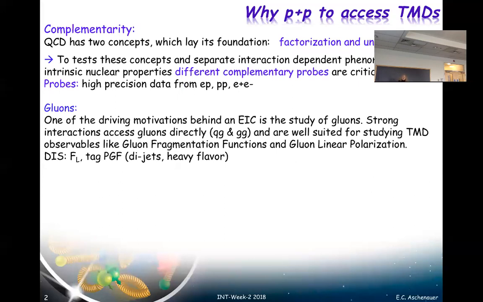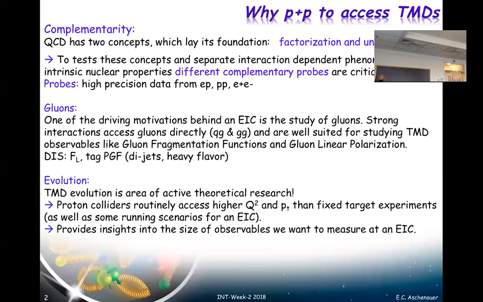And TMD observables, particularly gluon fragmentation functions and gluon linear polarization, are something which you measure best in PP, because gluon fragmentation in DIS always enters only through the evolution. In DIS, of course, you can tag PGF or you measure FL, where you then really access the gluon also directly. You have evolution.